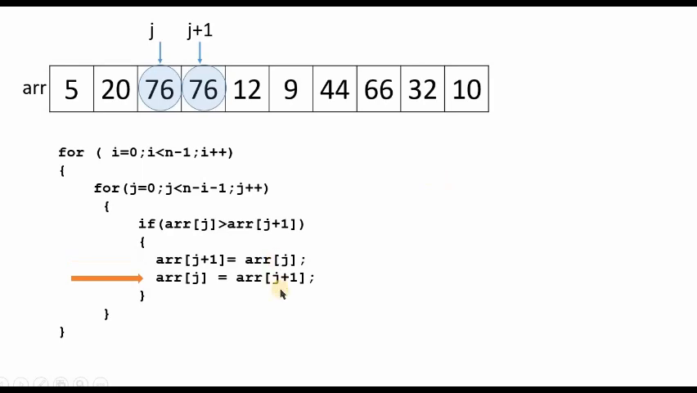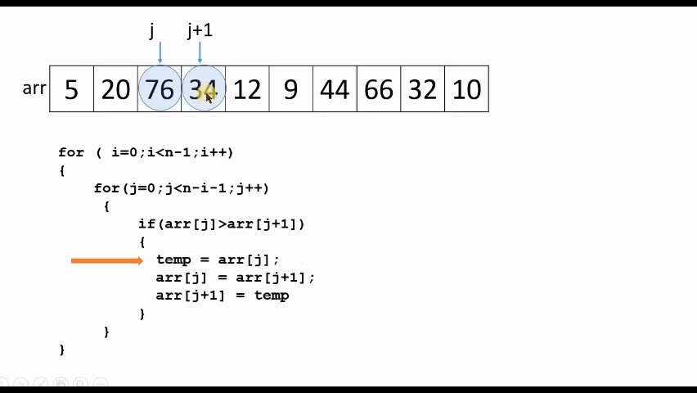Now I go to the next statement. Value at array of j plus 1 is copied to array of j. What is the value of j plus 1? It is 76. 76 is copied to array of j. So both the values are 76. Can you see that the actual value at j plus 1, that is 34, is now lost. So clearly this is not the right method to swap two elements because the value will be lost in between.